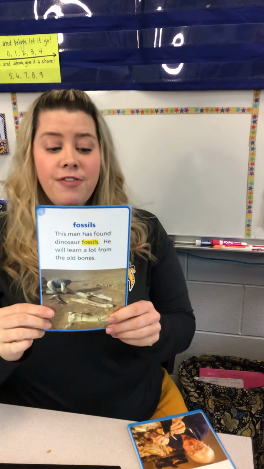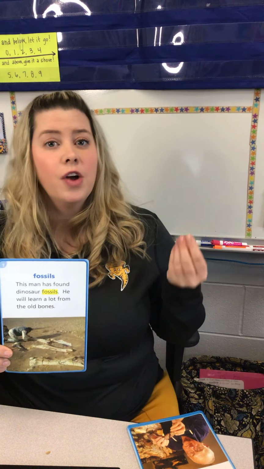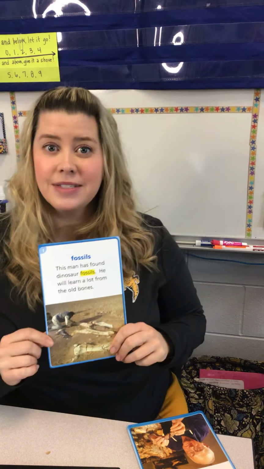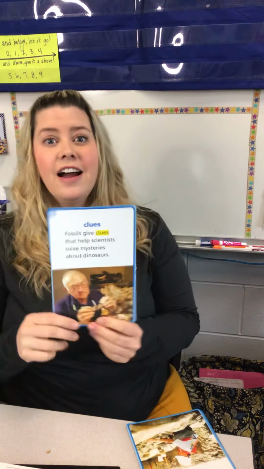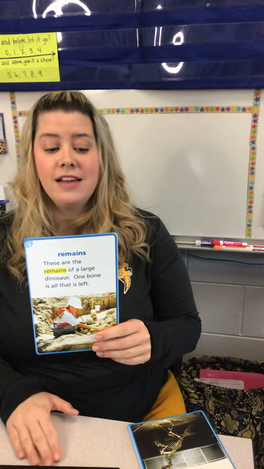So our first word is fossils. Fossils are parts or traces of things that lived long ago. So fossils can be bones or footprints, or maybe like the imprint of a leaf on a rock. Have you ever found any fossils around your house? All right, our next word is clues. Clues are facts that help people solve a problem or a mystery. The next word is remains. Remains are things that are left over. So like the remains of the dinosaurs, which means all that's left over, are usually their bones.